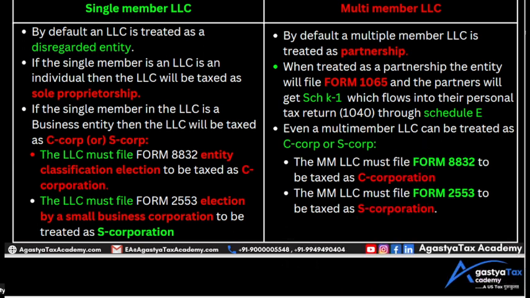So please write. Next point. If a single member LLC, the single member is an individual, then the LLC will be taxed as a sole proprietorship.